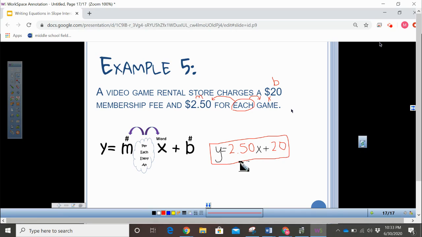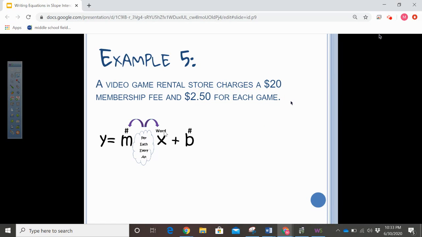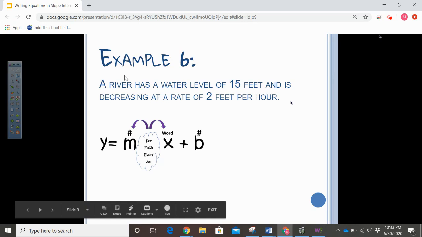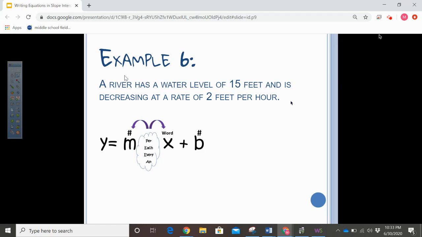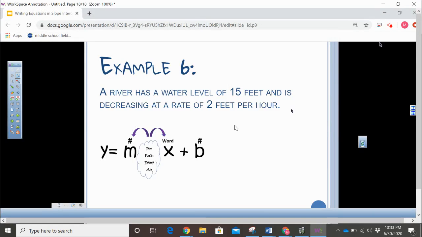Let's take a look at another example. Example 6. A river has a water level of 15 feet and is decreasing at a rate of 2 feet per hour. So if I take a look at my keywords, per, each, every, in, the keyword that I notice is going to be per. So I circle my per.